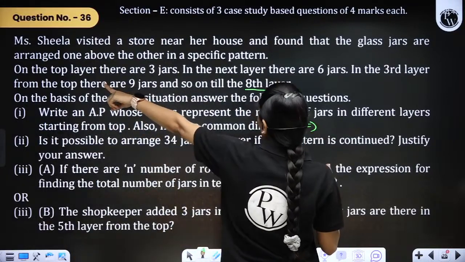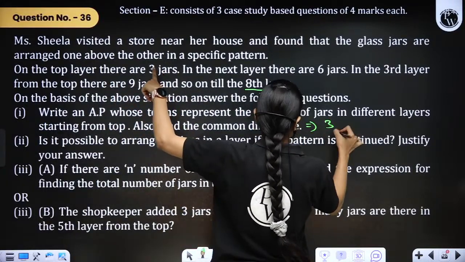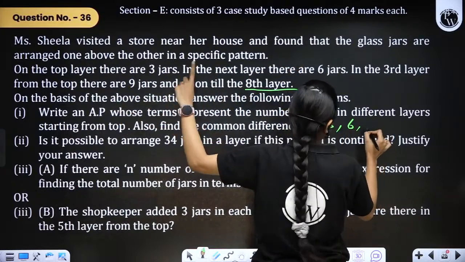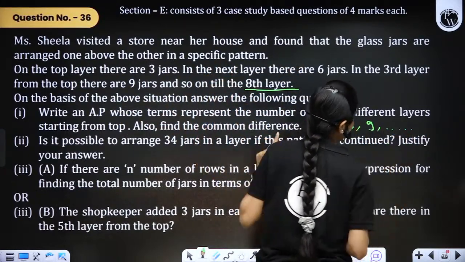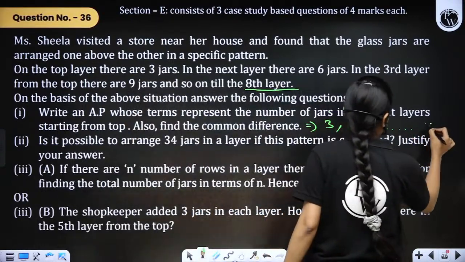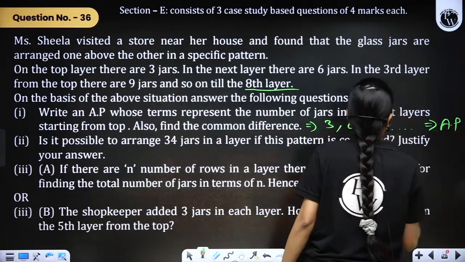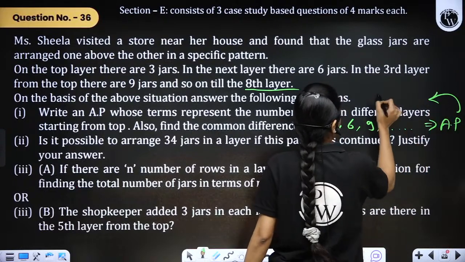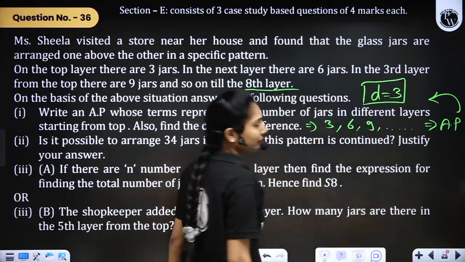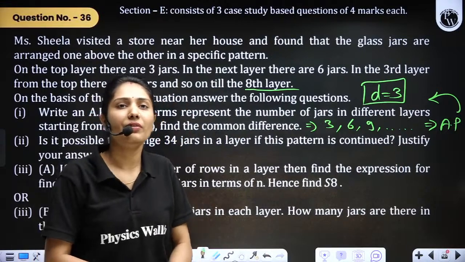So the first layer contains 3 jars, the second layer contains 6 jars, the third layer contains 9 jars, and so on till the 8th layer. So this is our required AP. And what's the difference, beta? The difference is 6 minus 3, that is 3. Common difference is 3.